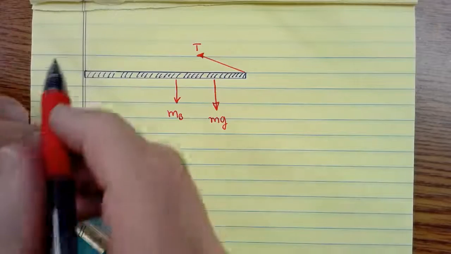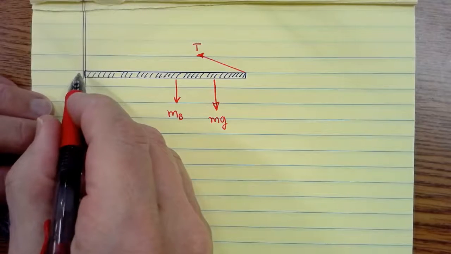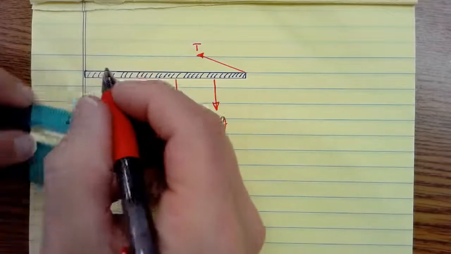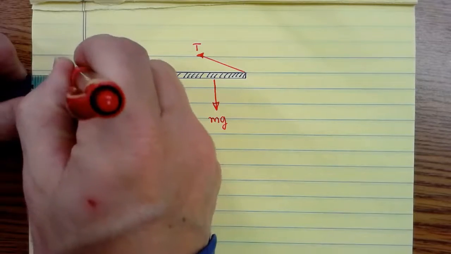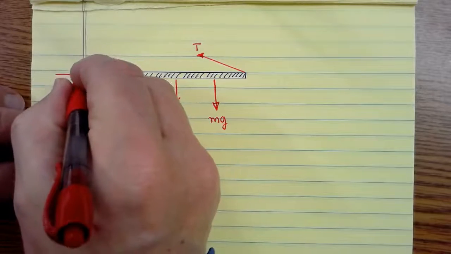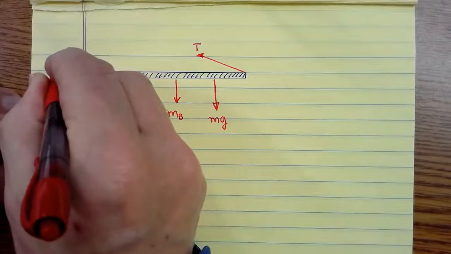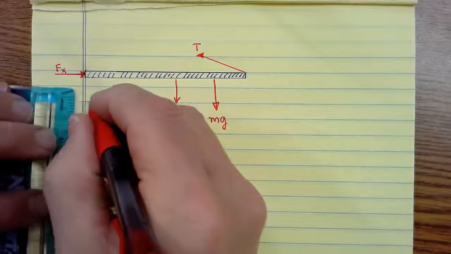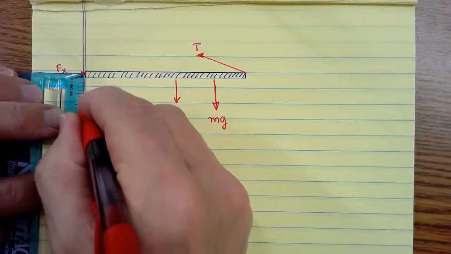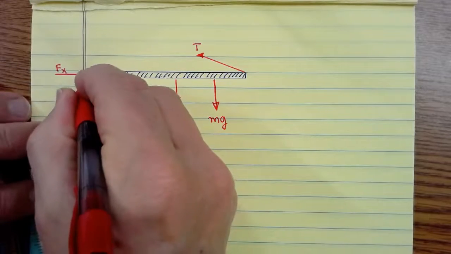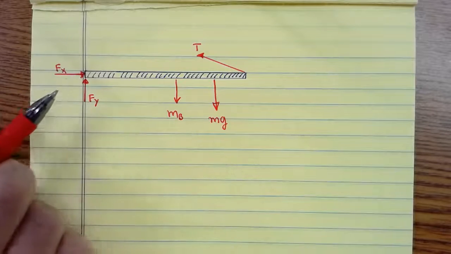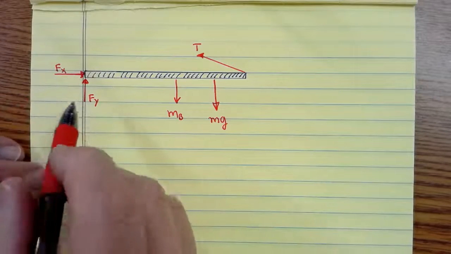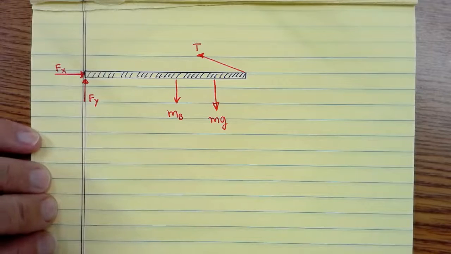And then right here where it's attached to the wall, there's got to be some forces on it there, so I'm going to draw them as two separate components. There's some force pushing on the bar in the x direction. I'll call that F of x. And there's probably some force pushing up at the wall. I'm going to call that F of y. So there's probably some force pushing up at an angle, but it has components that look like that.